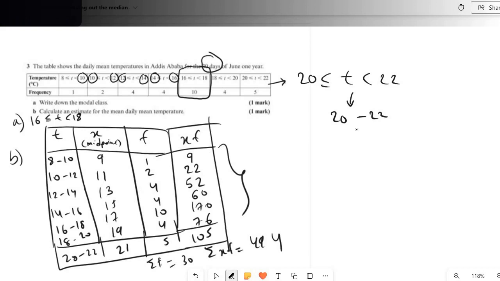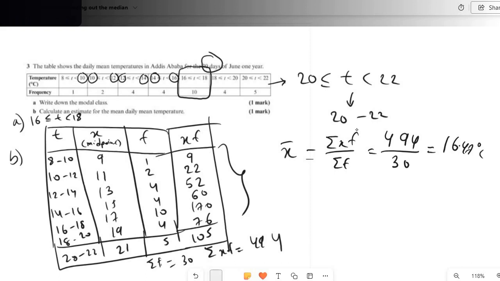Now we can simply find the mean, which is going to be summation of XF divided by summation of F here. So 494 divided by 30, which is simply going to be 16.47 degrees Celsius, or to three significant figures, it's going to be 16.5 degrees Celsius. And this will be the answer.